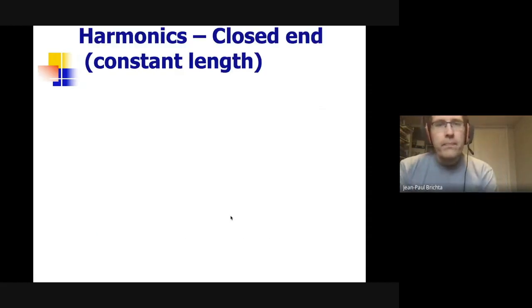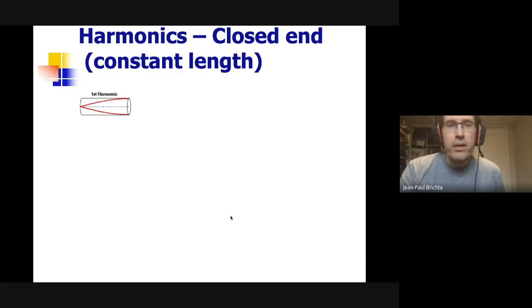Okay, so the same thing can be done with the harmonics for a closed end, but there's one little wrinkle here. Again, we're not going to change the length of the tube. We have our first harmonic, and this one only has 1/4 of a wavelength in it because we have to have a node at the closed end and an antinode at the open end. And then there is no second harmonic.